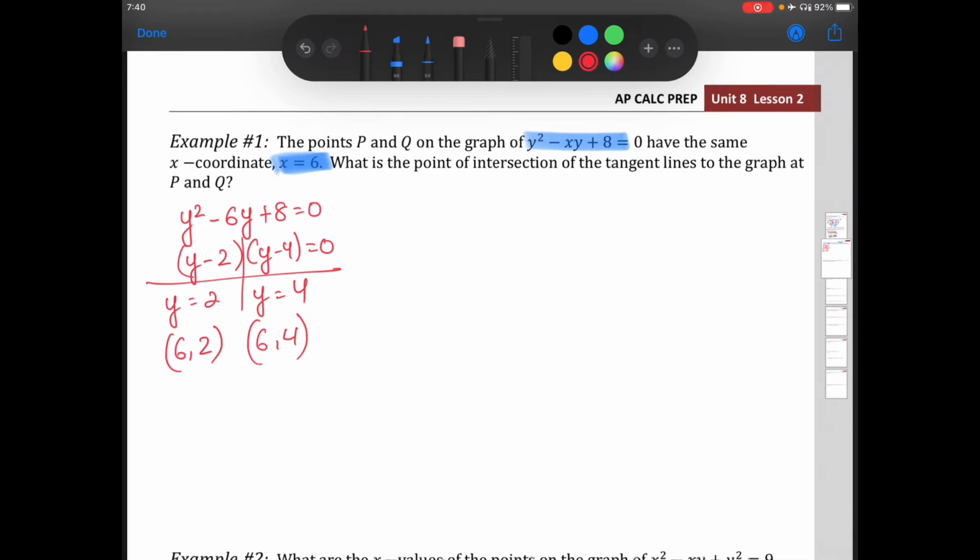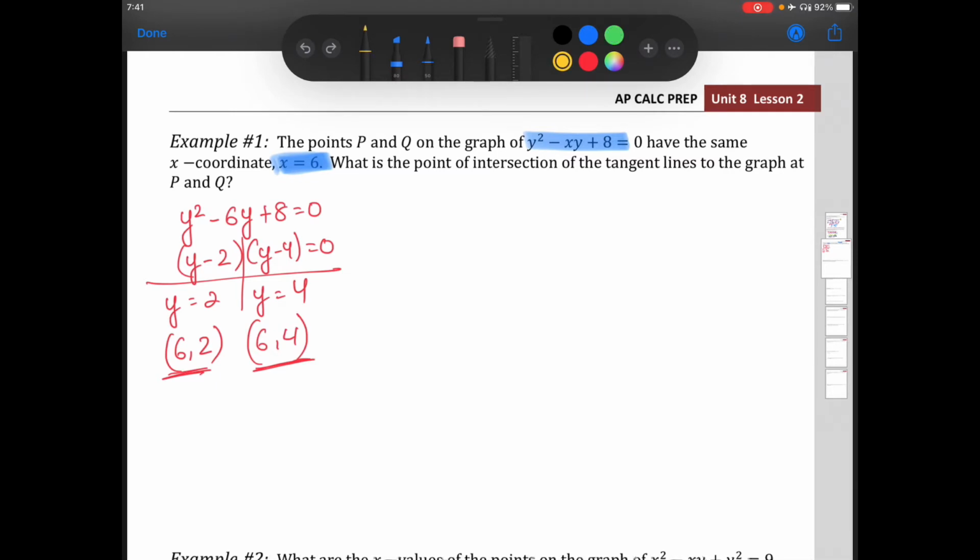I want to find the point of intersection of these lines. First, I need to know the equation of these lines. So how do I find the equation? I already have the point. I need the slope. So what am I going to do? I'm going to find my derivative using implicit differentiation, where I do use the chain rule. So this would be 2y. I'm going to use a different color actually.